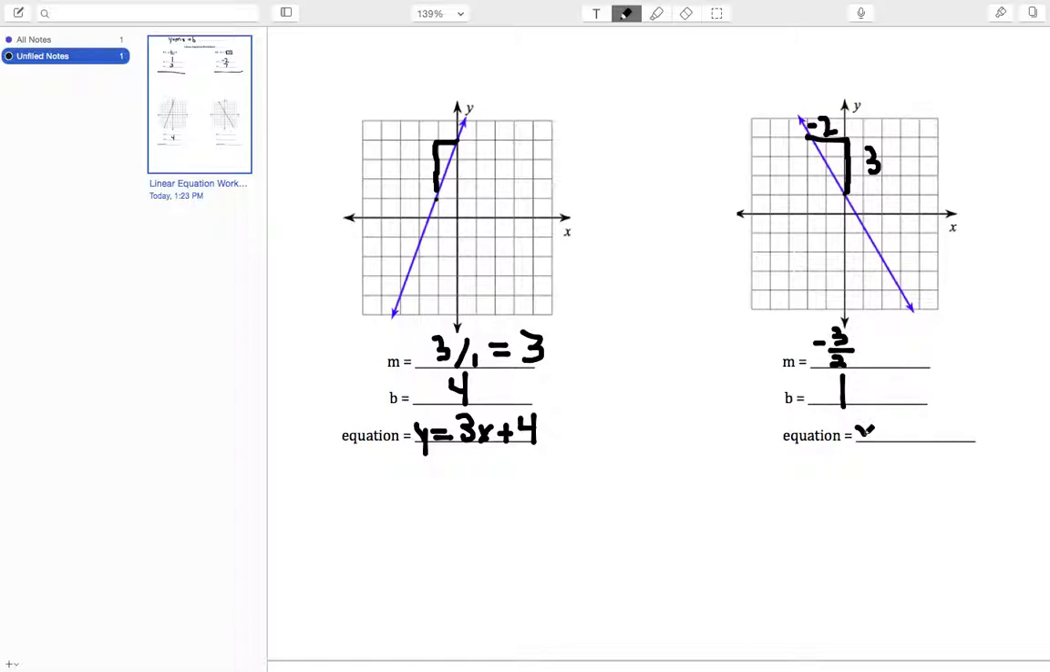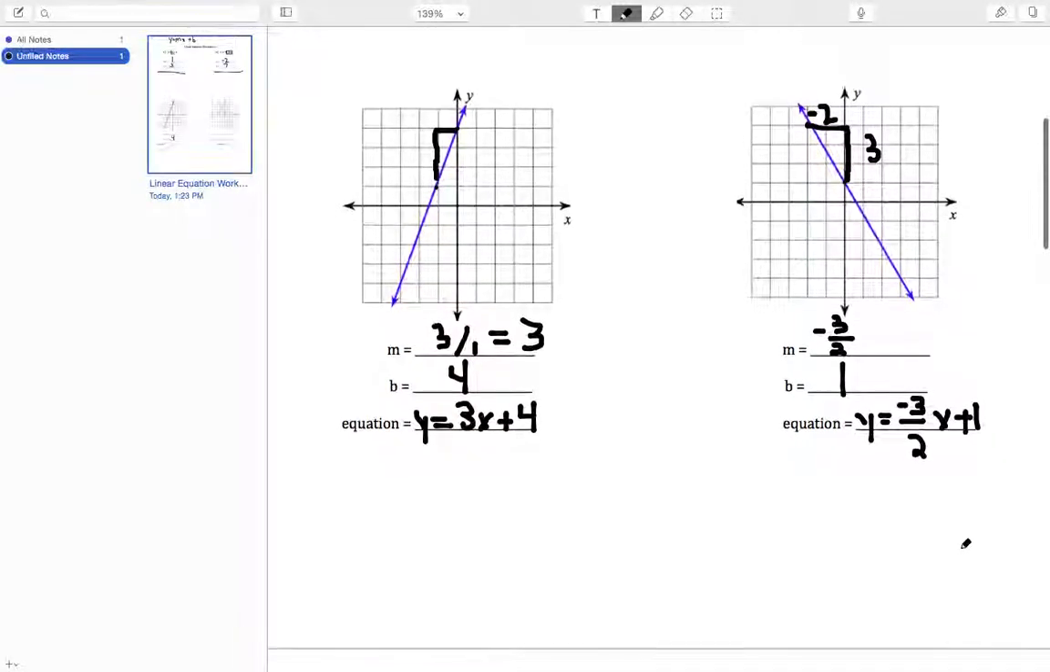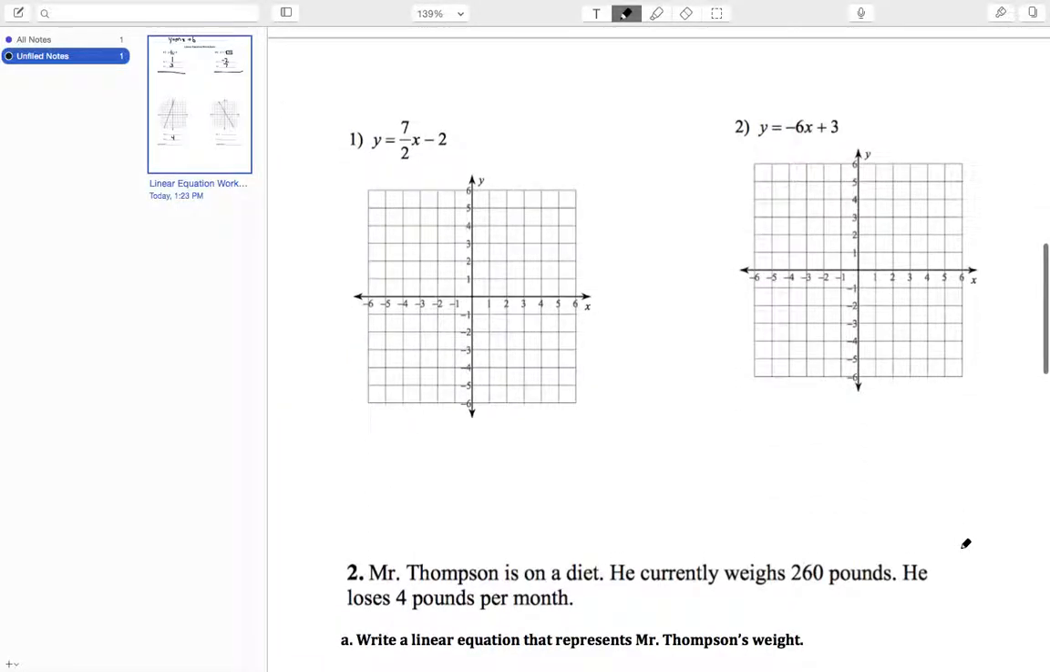When you write your equation, it's going to be y equals negative 3 over 2 as your slope, x plus 1. If you haven't done this one, make sure you pause it, but then we will continue.